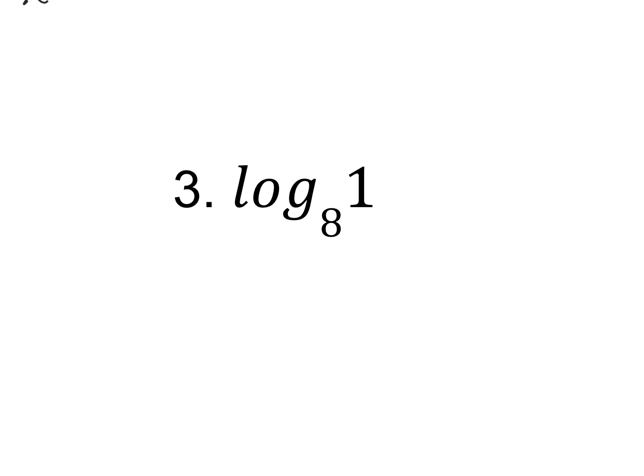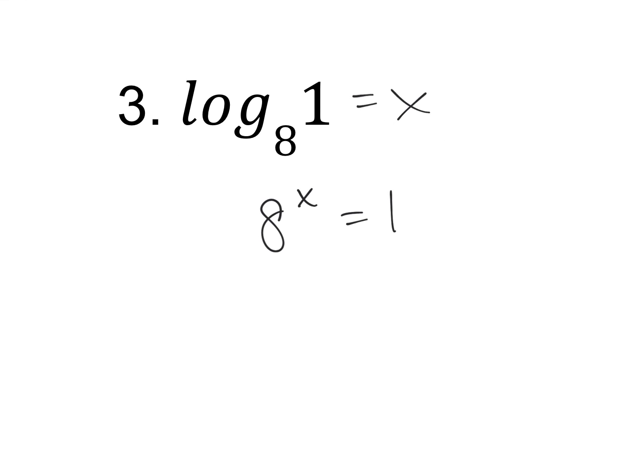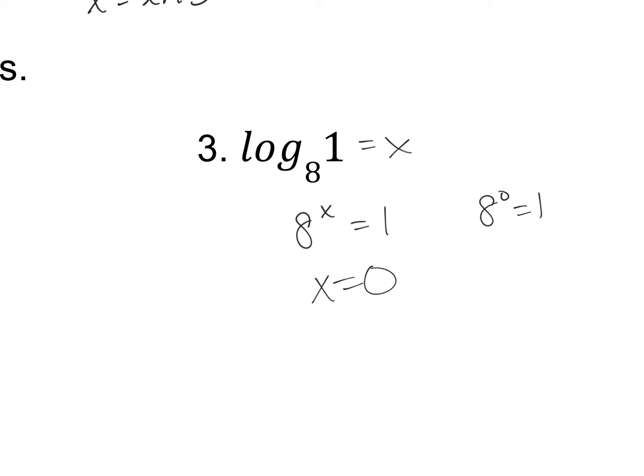Okay, another one. So log base 8 of 1 equals x. So 8 to the x power equals 1. If you remember your exponent rules, what is the only thing that I could put in for x that would cause 8 to the x to be 1? And the answer is 0, because remember, anything to the 0 power is 1. That's definitely something you need to know.